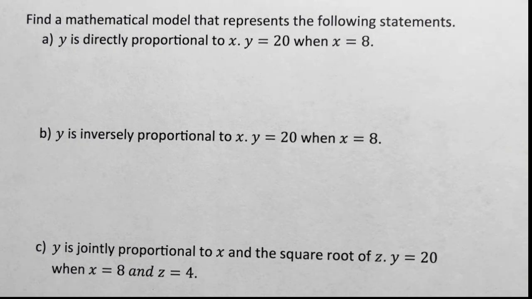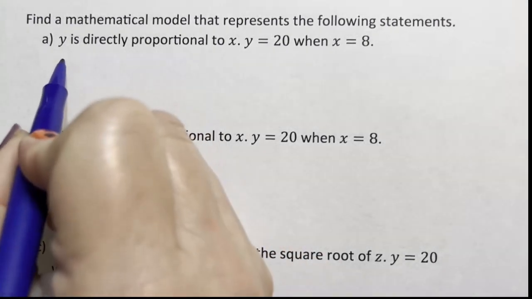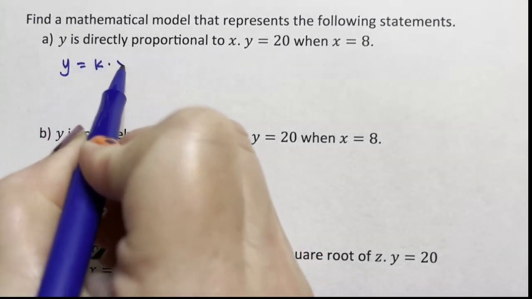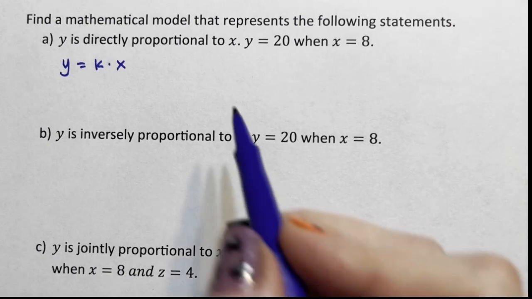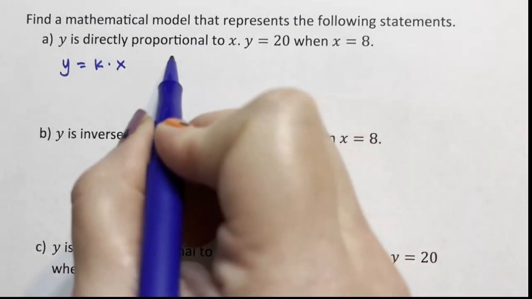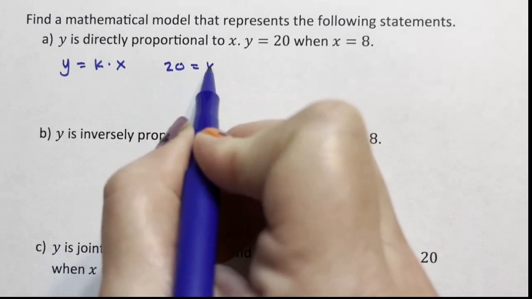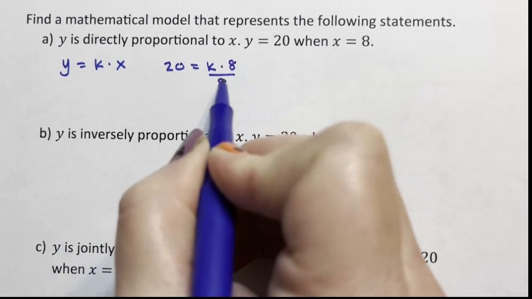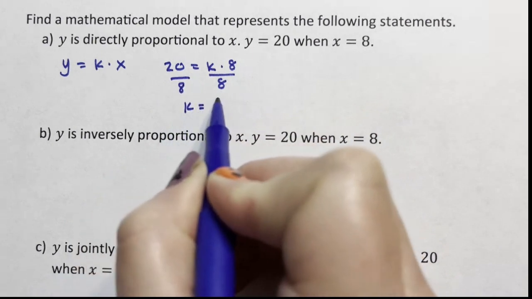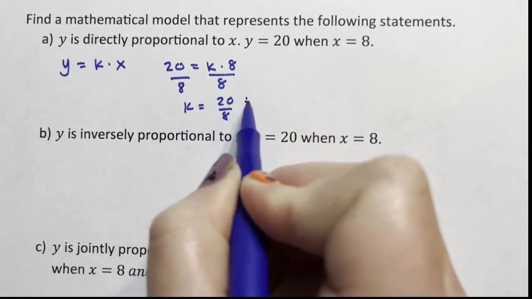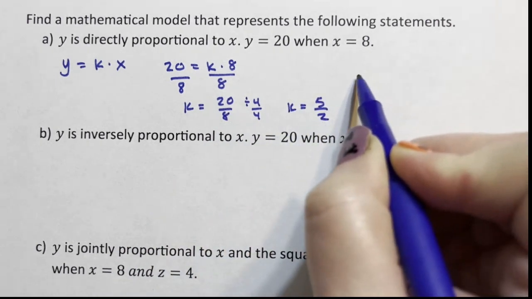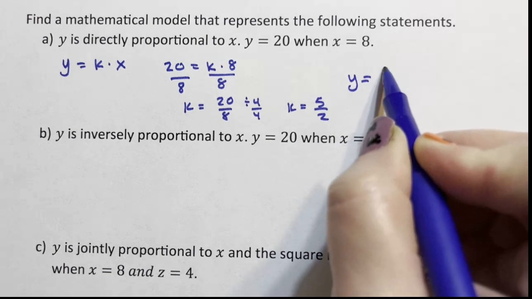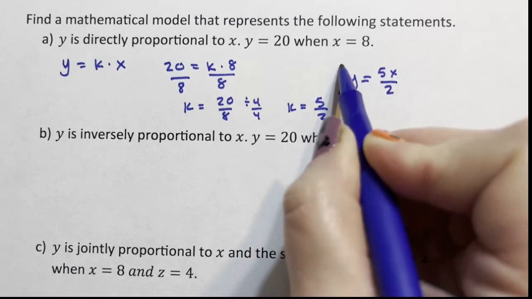So if y is directly proportional to x, that means we're doing y equals k times x. K is our constant of proportionality in every variation problem. So then we always get one example, 20 equals k times 8, divide by 8. So k is equal to 20 over 8, we need to reduce our fraction. K is equal to 5 halves. So we have y equals, I'm going to write 5x over 2. No, I am not going to decimal.